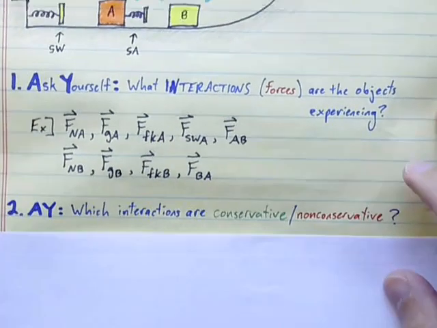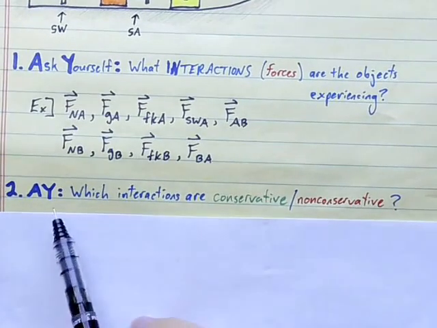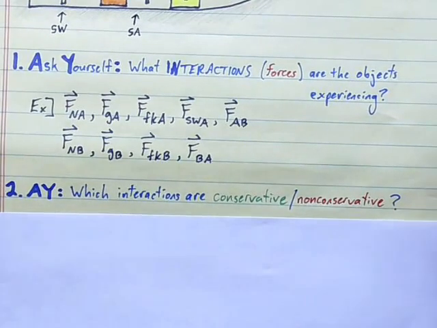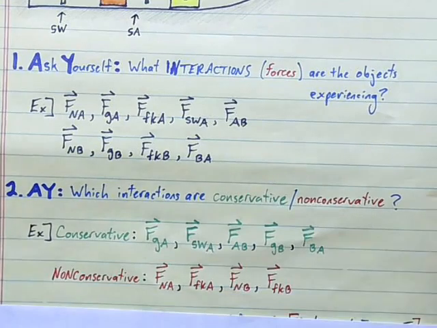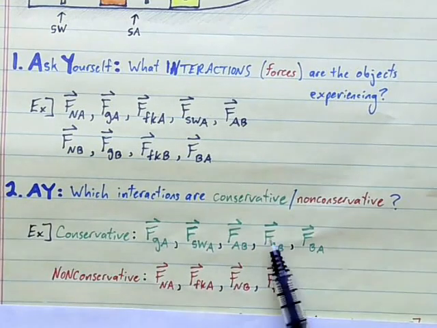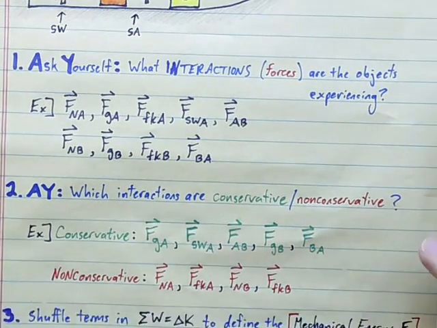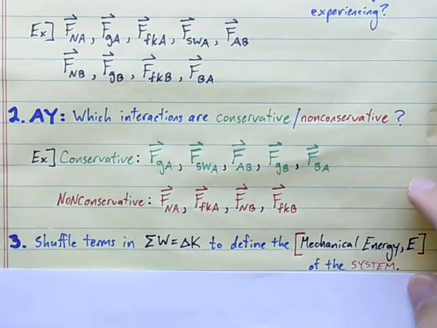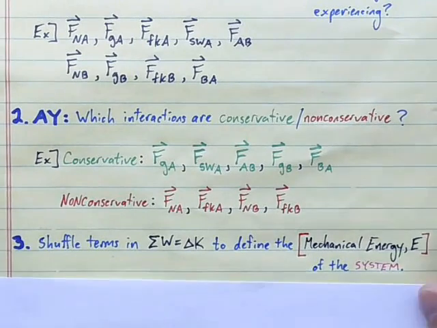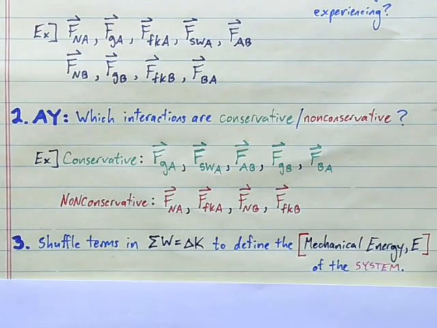Okay. Next, ask yourself which of those interactions are conservative or non-conservative. We can sort them pretty quickly. The forces of gravity and all three spring forces will be conservative. The normal forces and the forces of friction, non-conservative. Now, we're going to shuffle those terms in the work energy theorem to come up with a definition for the mechanical energy of this system.